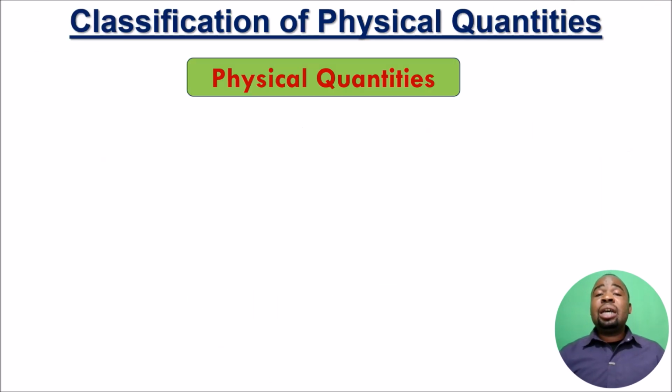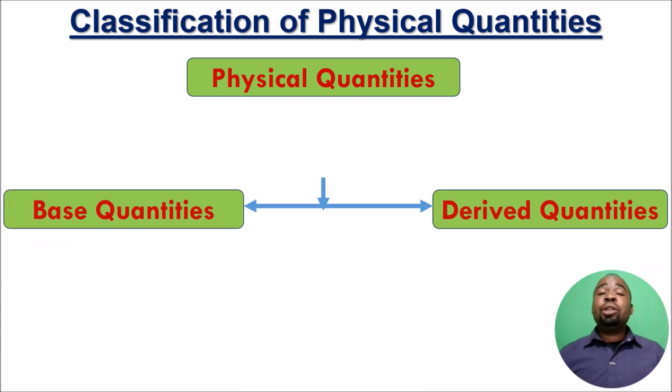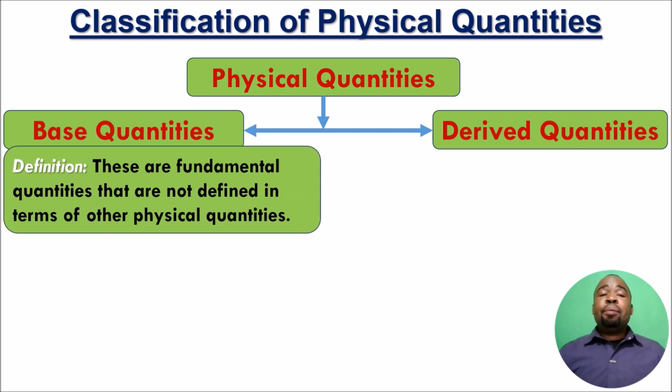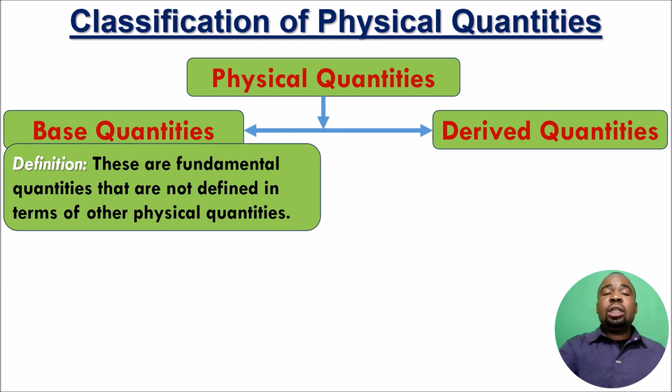Now, we want to look at the categories of physical quantities. Physical quantities can be grouped into two families: base quantities and derived quantities. And you should define both these terms. Let's start by defining a base quantity. Base quantities are fundamental quantities. Very important expression which should never be left out if you are to define it. These are fundamental quantities that are not defined in terms of other quantities. For example, mass is the amount of matter in an object. You are not using another physical quantity to define mass.